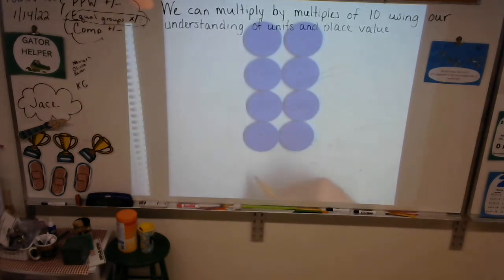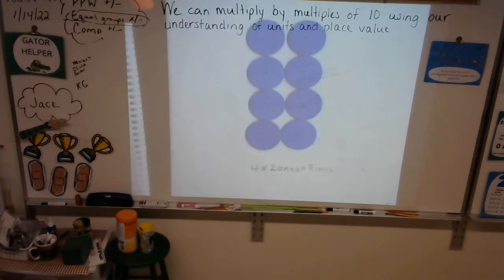What are you going to write, Nevaeh? Well, what's the first factor going to be? Yep, 4 times. How many are in each row, girl? 2. And what are they? What's their unit? So 4 times 2 ones. And how many ones is that? 8 what? There it is.